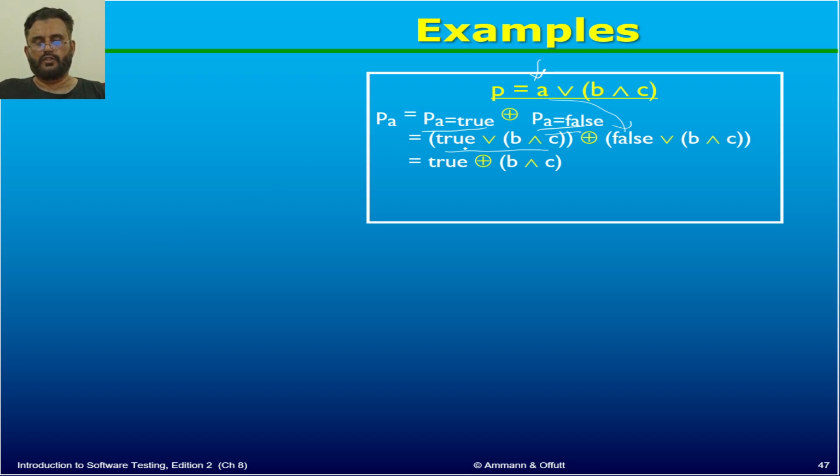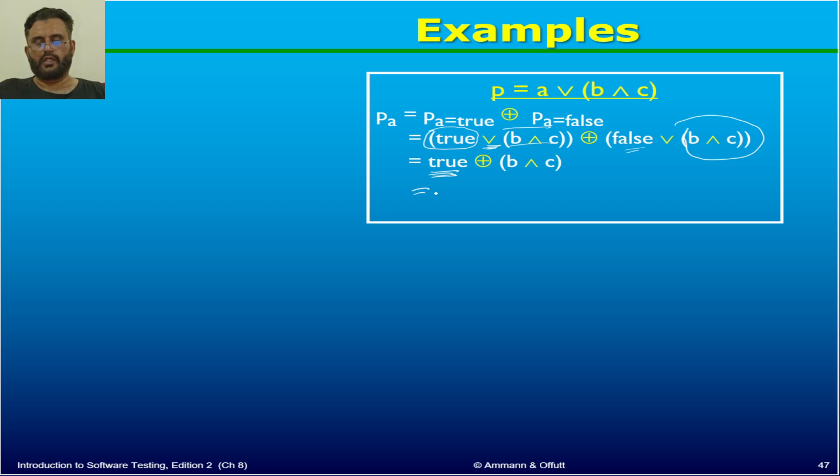Since this part is an OR, and we know that if one operand is true in an OR, it doesn't matter what value the other part has, we just compute this to have a true value. On the other hand, this one has false, so this whole thing will depend on the other sub-expression, so we just write B AND C. Now we know from discrete math that exclusive OR returns true when any one of the operands is true. When both of them are true or both of them are false, it returns false. So we always get a true here.